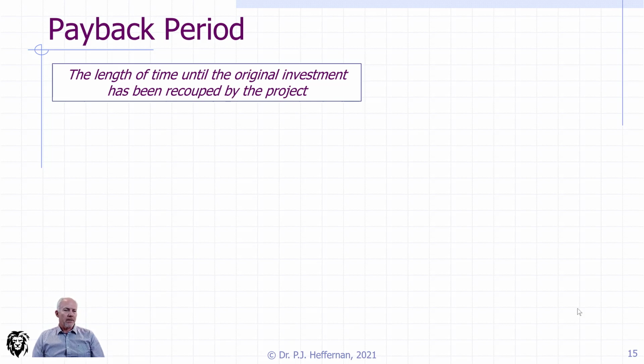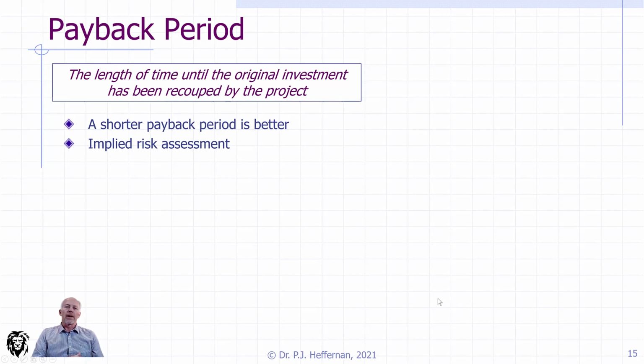A few comments then, perhaps, on the payback period. A shorter payback period is better than a longer payback period. Obviously, your inflows are compensating you for your outflows sooner, and so that would be considered a good thing. Now, with that, the shorter the payback period, the less the implied risk. So it's kind of an implied risk assessment. If you have a short payback period, it's going to pay off sooner. You're not in jeopardy anymore. And so it's kind of built into the process, although I wouldn't rely too strongly on it.